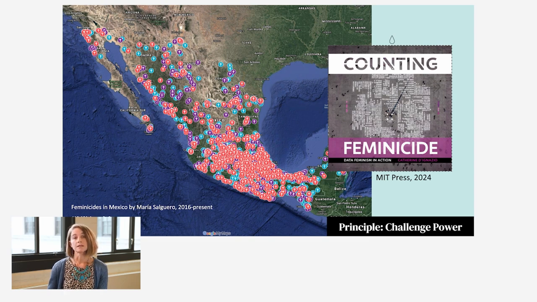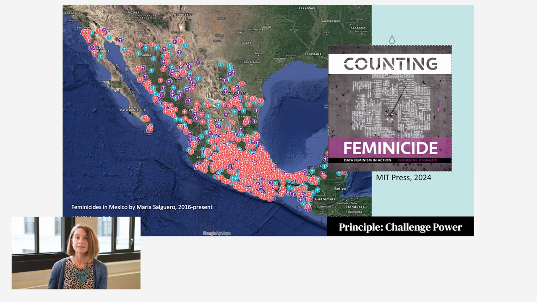So she has now single-handedly compiled the largest public archive of feminicide in Mexico. She spends 2 to 4 hours a day logging feminicides on the Google map that you see here. She culls those from media reports. She has helped families locate loved ones, provided data to journalists and NGOs, and she's testified in front of Mexico's Congress multiple times. So this is a form of what might be called feminist counter data.